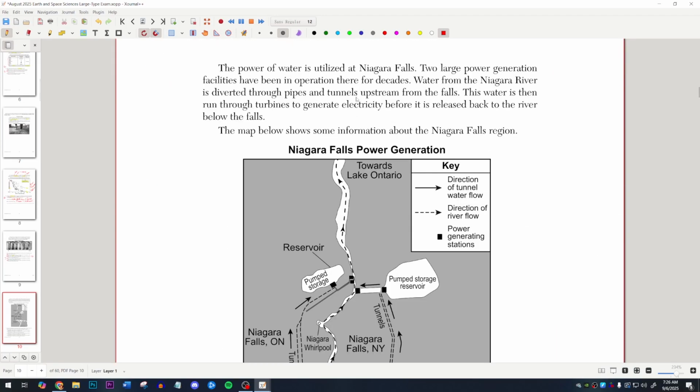The power of water is utilized at Niagara Falls. 2 large power station facilities have been in operation there for decades. Water from the falls is diverted through pipes and tunnels upstream. So we'll just do that. The water is then run through turbines to generate electricity before it's released back to the river.